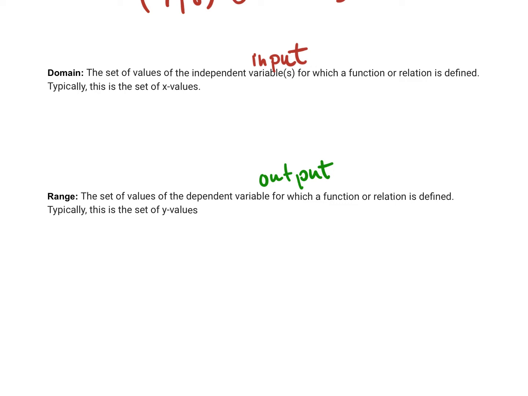So if I have some function, let's say f of x equals x plus 2, the domain is going to be what numbers can I put in for x, and the range is going to be what numbers can I get out of the function when I plug in those differing x's. Can I get every number? Am I restricted? That's the idea behind domain and range. It's just trying to figure out where your function is defined.